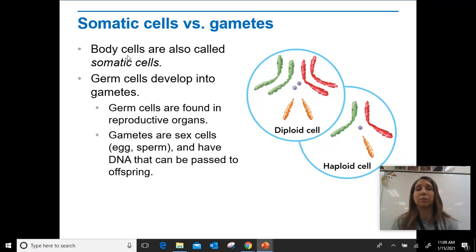So in other words, we make somatic cells through mitosis. Those are your body cells. We make gametes, or what we call sex cells, or sperm and egg, if we really want to be specific, through meiosis occurring in our germ cells.